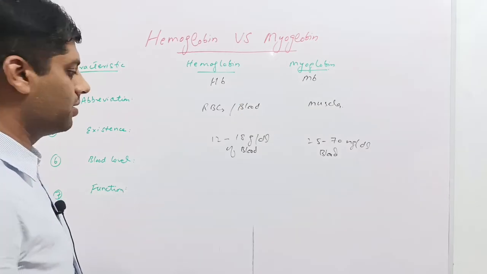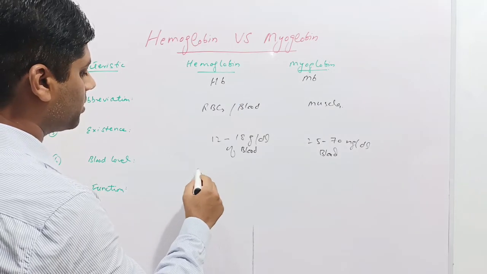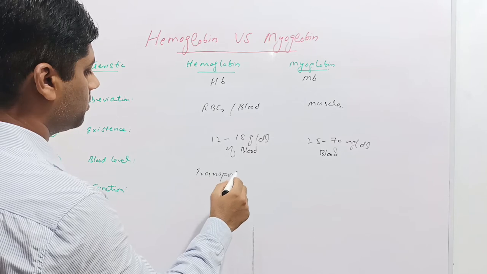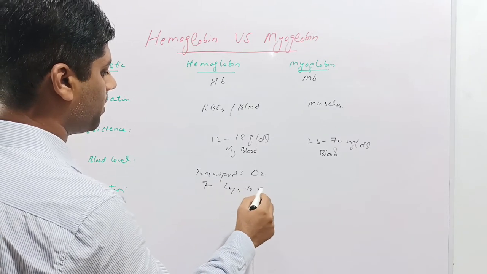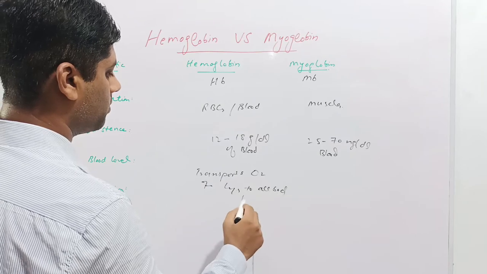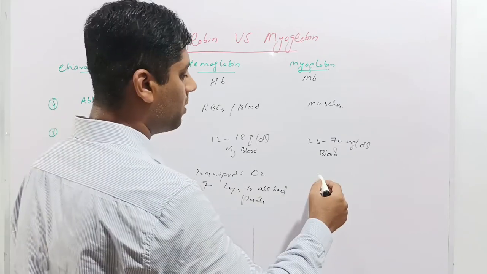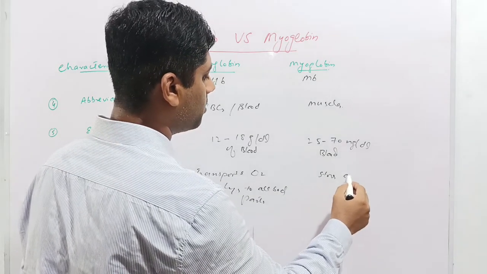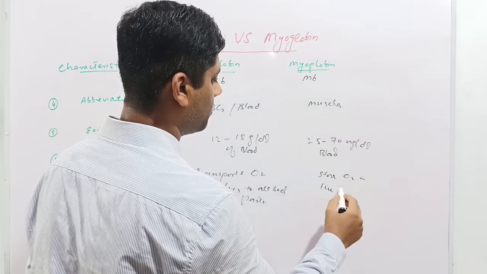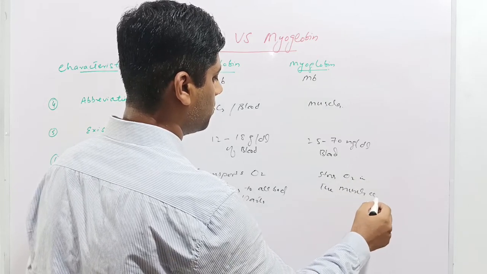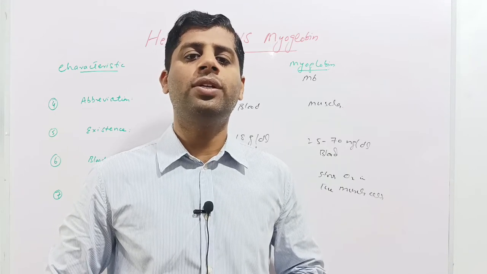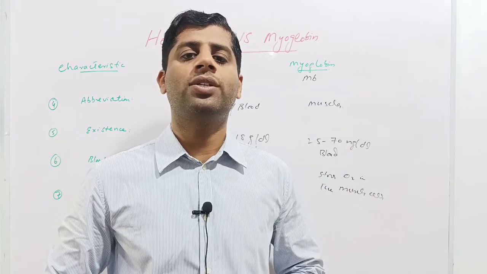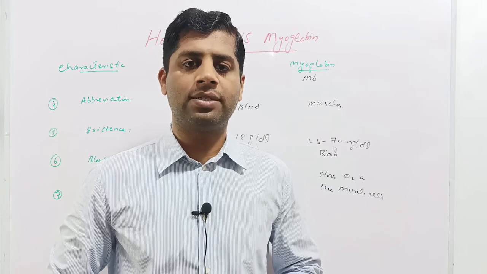Next is the function. Hemoglobin transports oxygen from lungs to all body parts, while myoglobin stores oxygen in the muscle cells. And this stored oxygen in the myoglobin is released at a time of need and can be used for the generation of energy in the muscle cells.